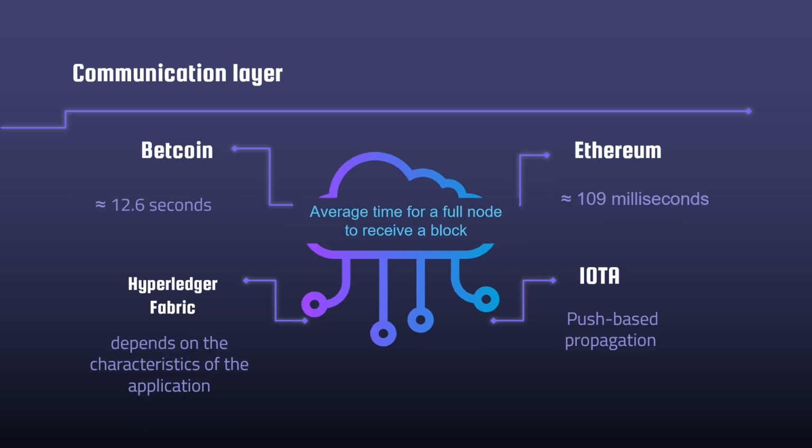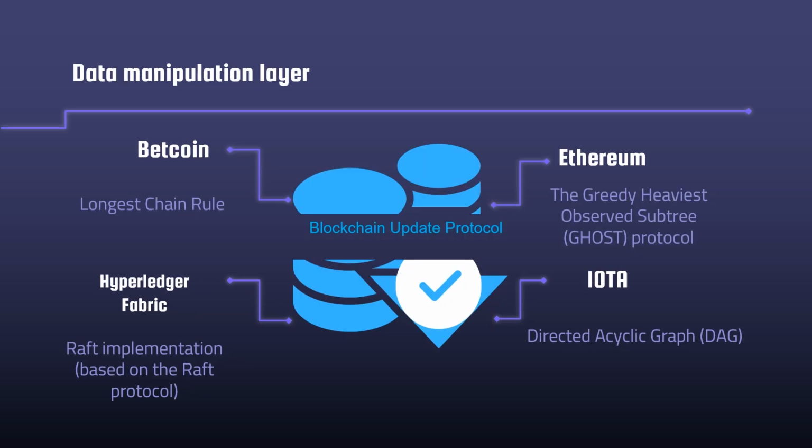The average time for a full node to receive a block in Bitcoin is about 12.6 seconds. On the other hand, in Ethereum it is about 109 milliseconds. It's much faster than Bitcoin. We move to the data manipulation layer. The protocol used for updates in Bitcoin is the longest chain rule. Ethereum uses the Greedy Heaviest Observed Subtree protocol, while IOTA utilizes a directed acyclic graph using a tip selection algorithm. Fabric uses an implementation based on the Raft protocol.